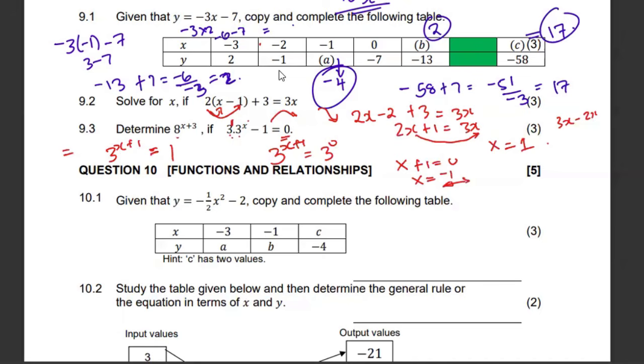But we want the value of this. So go to the 8, replace x with a negative 1 plus 3. This becomes 8 squared, which is a 64.